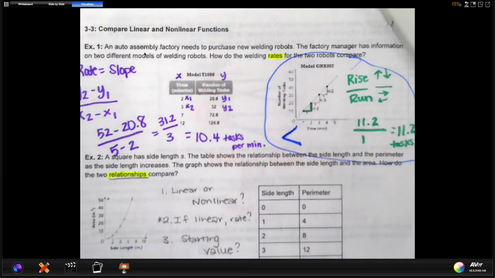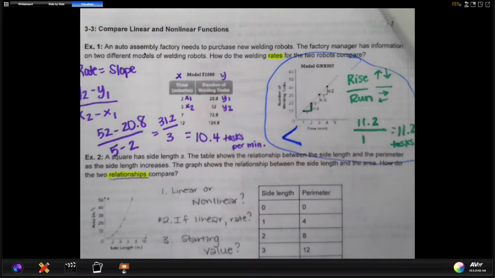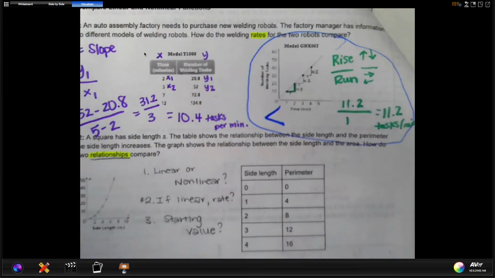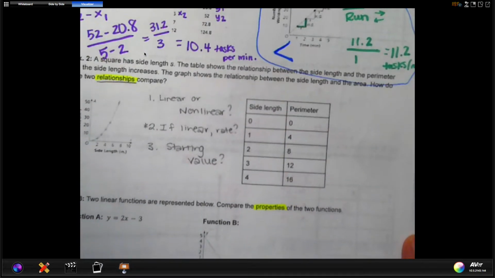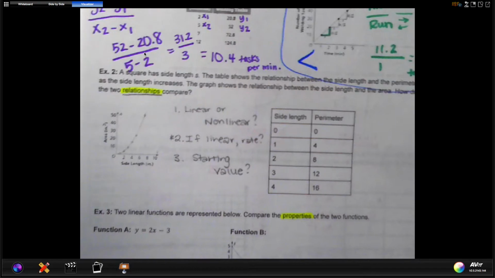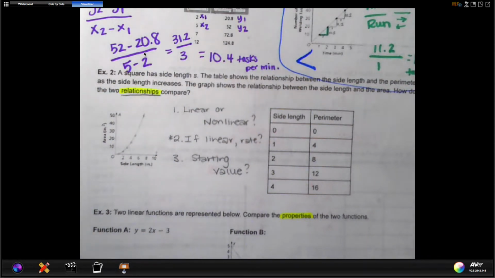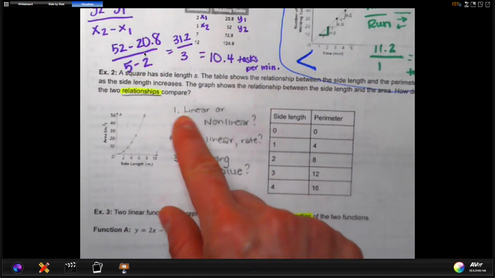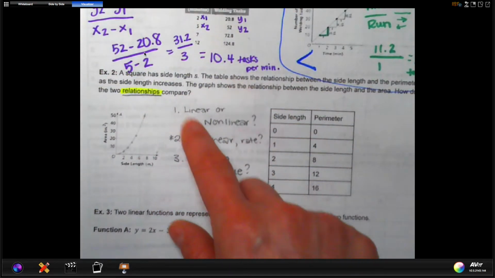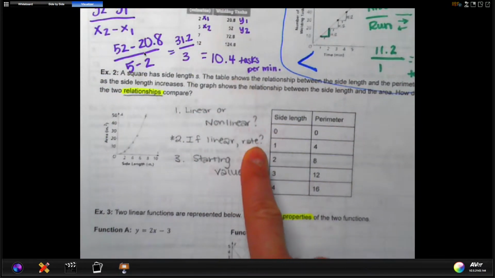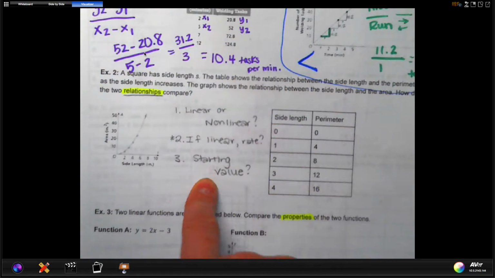Okay, cool. So the next example is going to be talking about relationships. And the next one is properties as well. And these are very similar, different words, but same sort of strategy. So you might need to pause the video here. We're going to work with these three things to compare relationships: linear, nonlinear. If it is linear, we need to find the rate. And then what is our starting value?